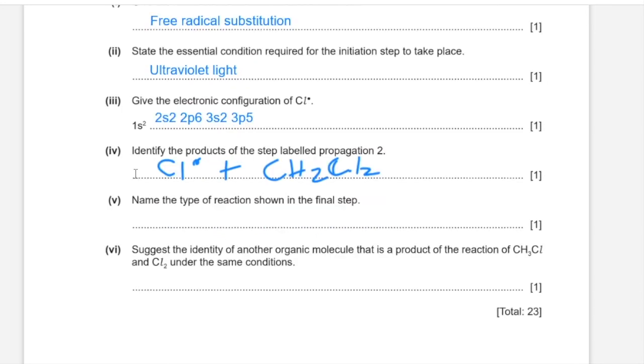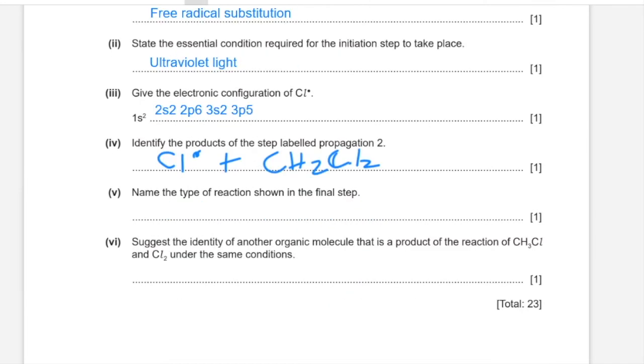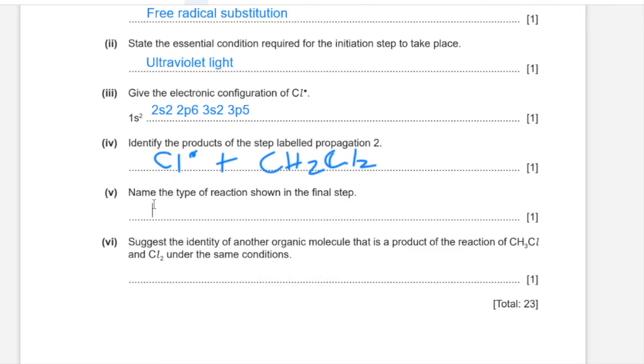5. Name the type of reaction shown in the final step. It is a reaction between two radicals and therefore it is termination.